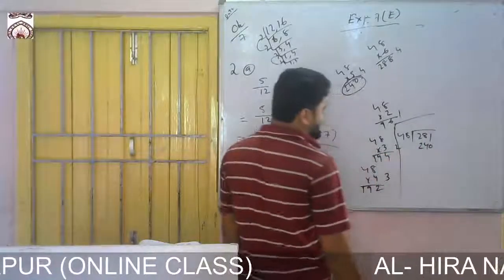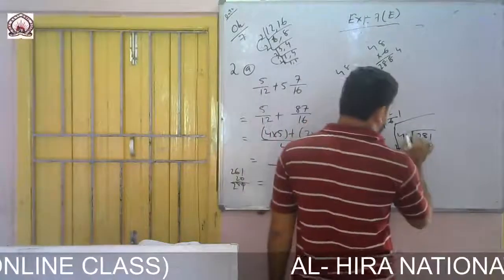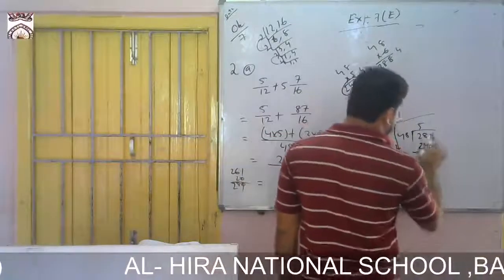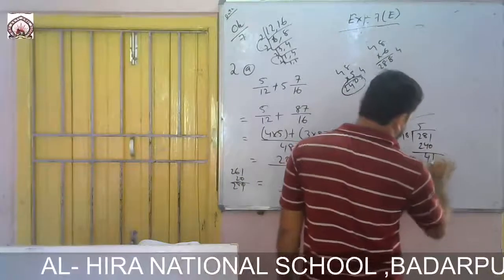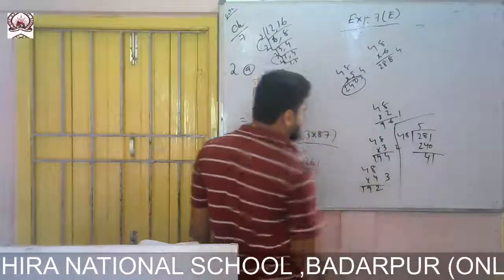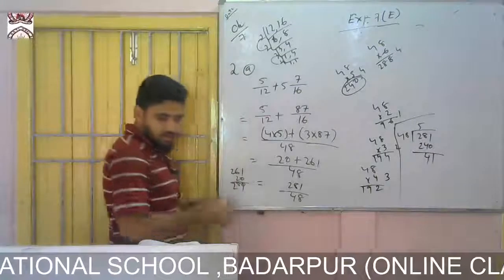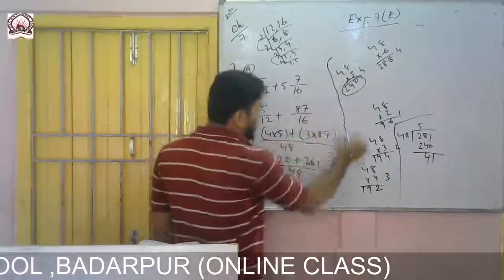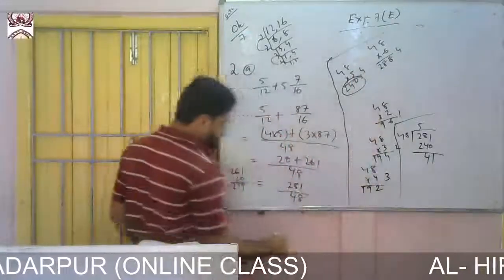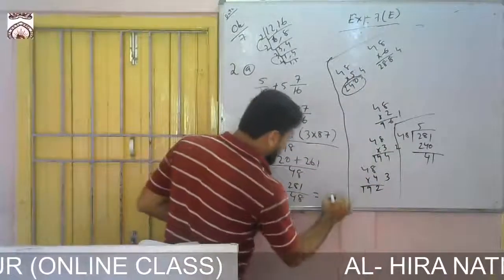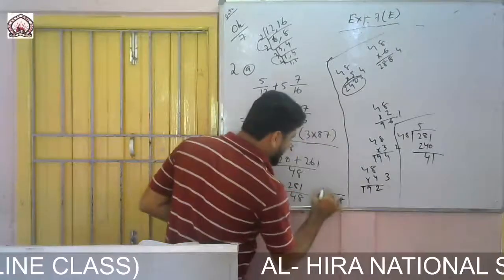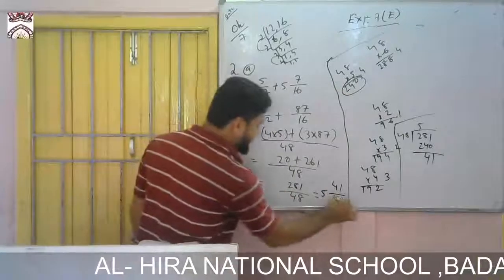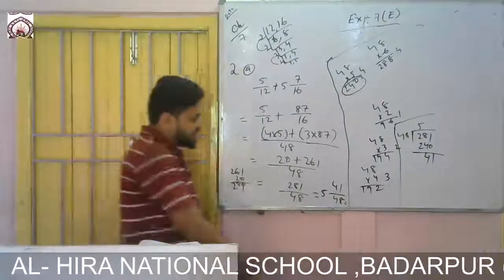So if I divide 48 by 240, 5 times is 240. Now subtract here. 8 minus 4, it is 4. So now we cannot divide further. That will be the answer. So these are the rough portion. So the answer will be 48 by 5, 41 by 48. So that is the actually required answer.